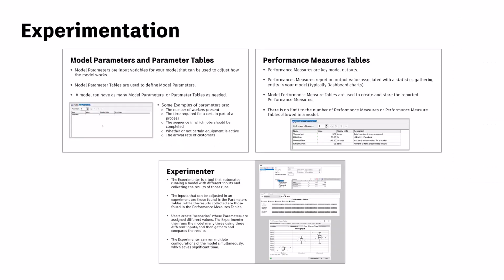Experimenting allows you to identify key inputs and outputs to your model, define different combinations of values for those inputs, and lets FlexSim run many iterations of those different scenarios. Once all scenarios have been tried, you have access to reports that let you make side-by-side comparisons between them. There are three key elements that support this workflow: the parameters table to identify the inputs you want to experiment with, the performance measures table to track the KPIs for the experiment, and the experimenter control itself.